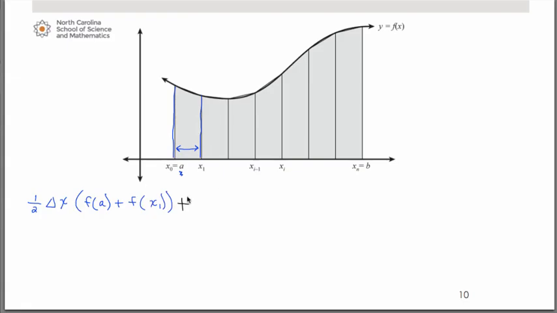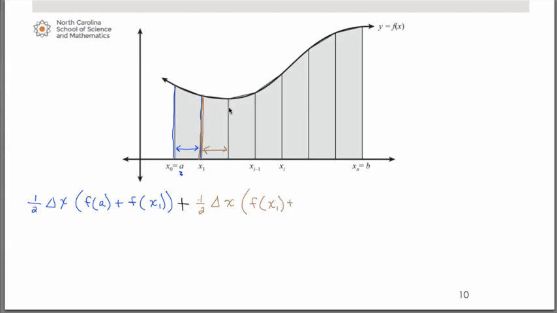Moving to the second trapezoid, once again we have 1/2 this height, which we designate as delta x. Now for the sum of the bases. Notice how the top base of this second trapezoid is the same as the bottom base of the first trapezoid. And remember, that height was given to us by f of x sub 1.